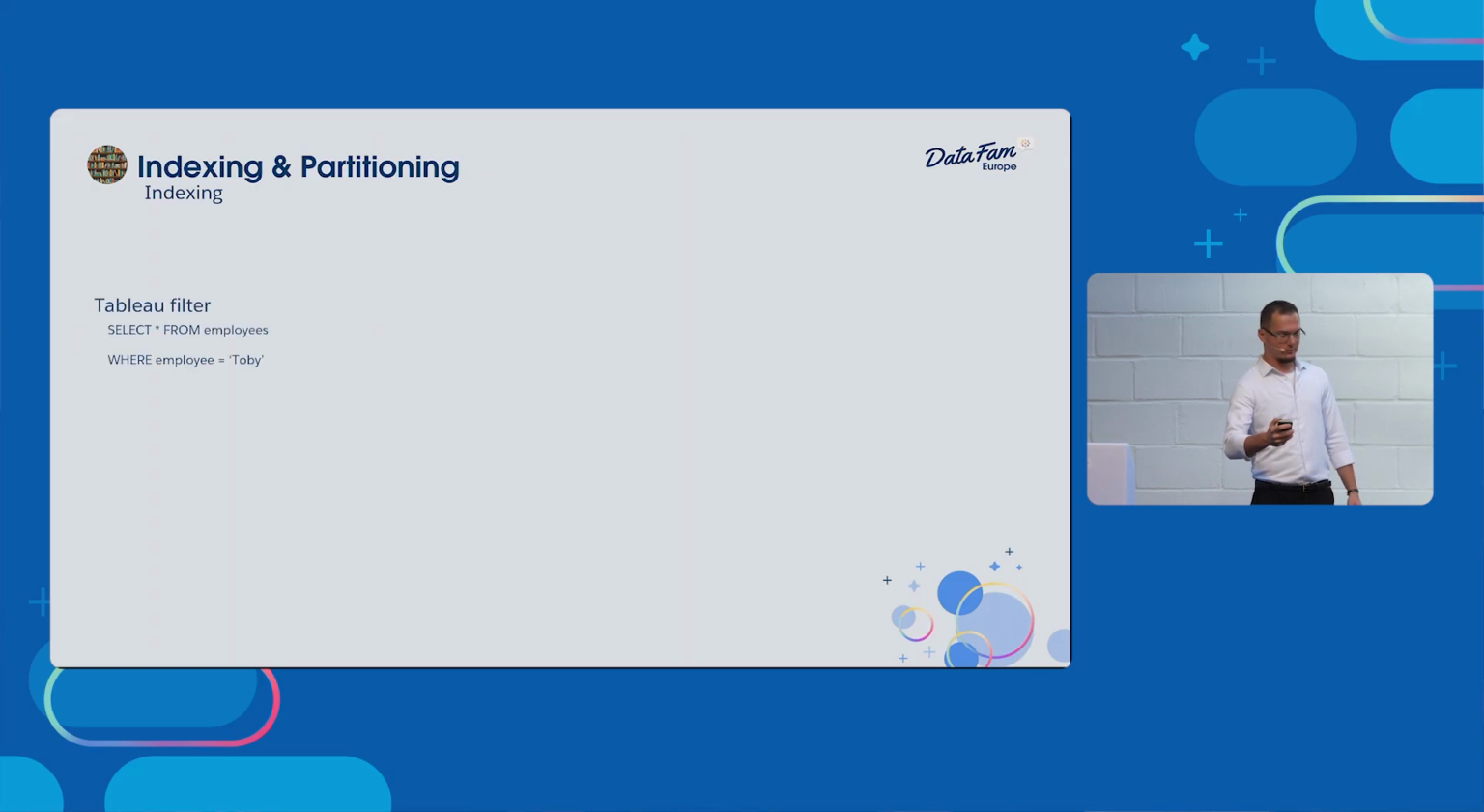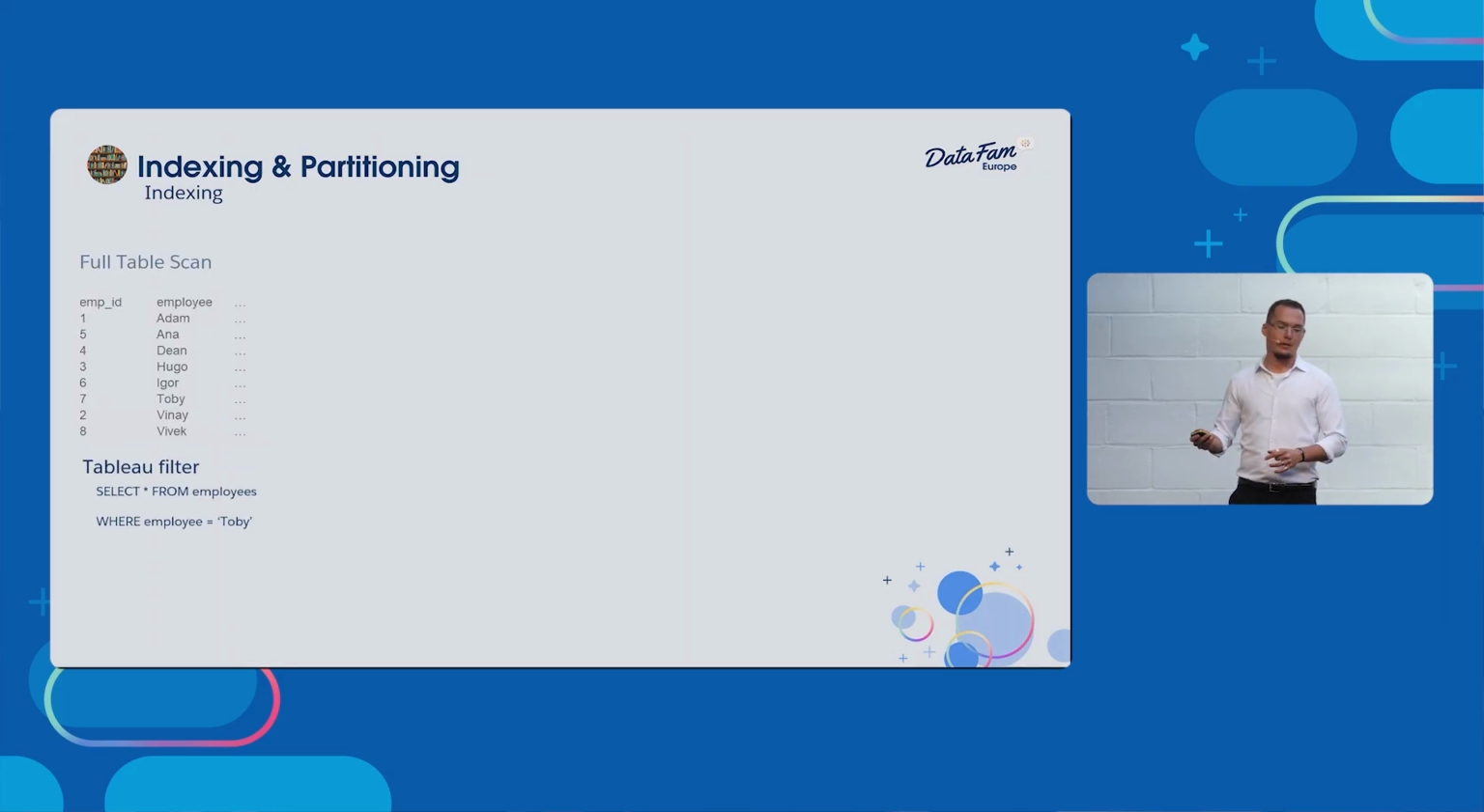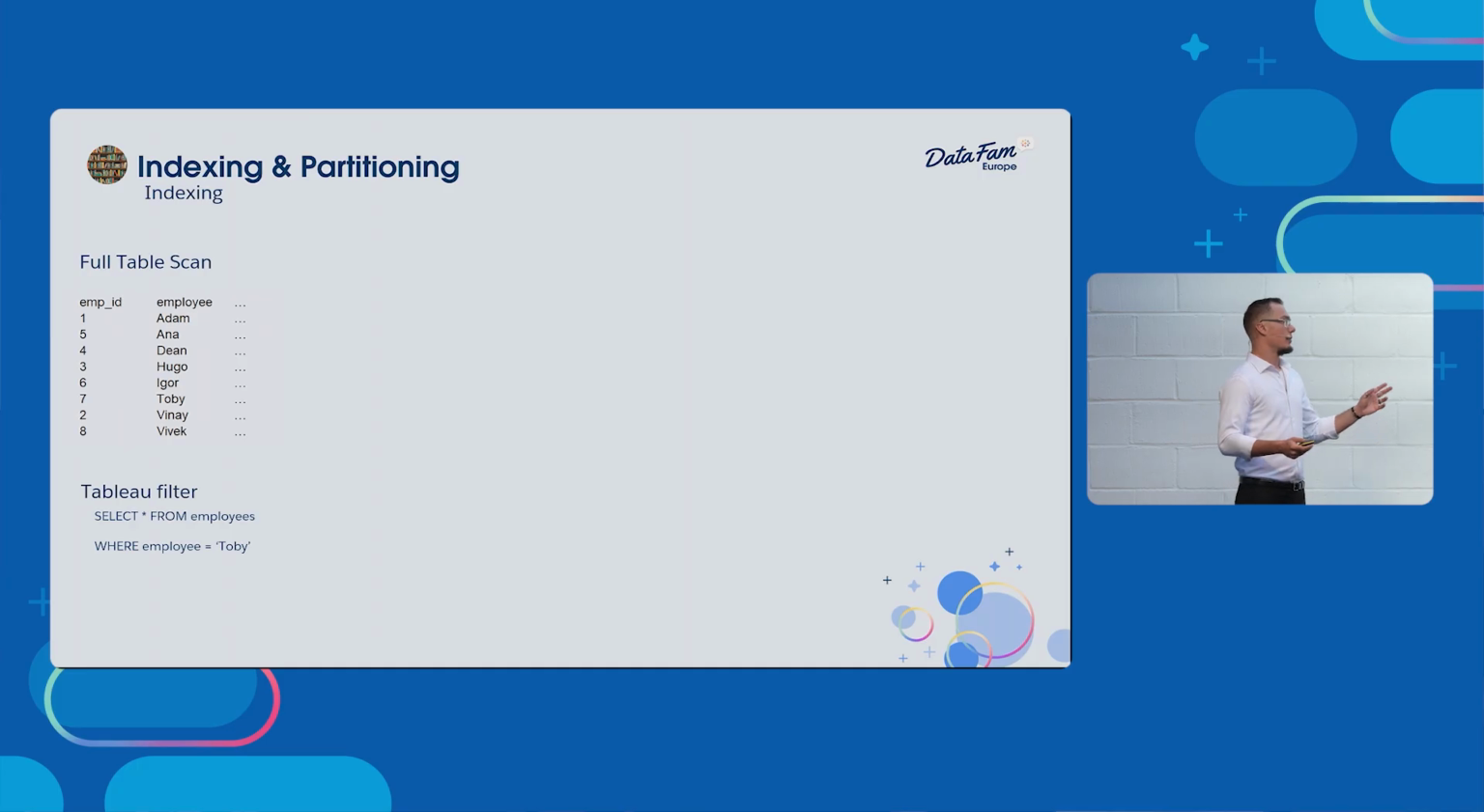Click. Fantastic. Select everything from employees where employee is Toby. Now this is a simple Tableau filter. This is the query that is being sent to the database. And this is the table. It is being ordered by the employee name.